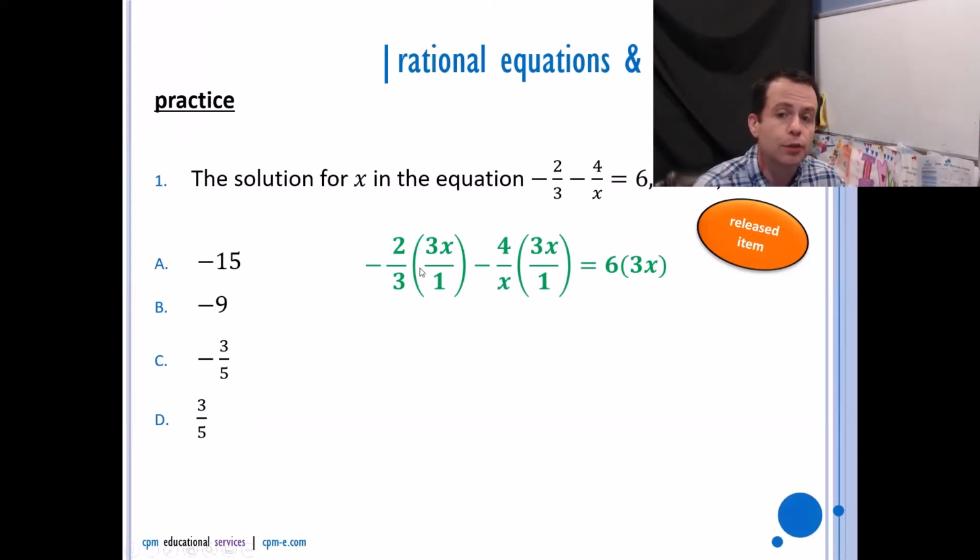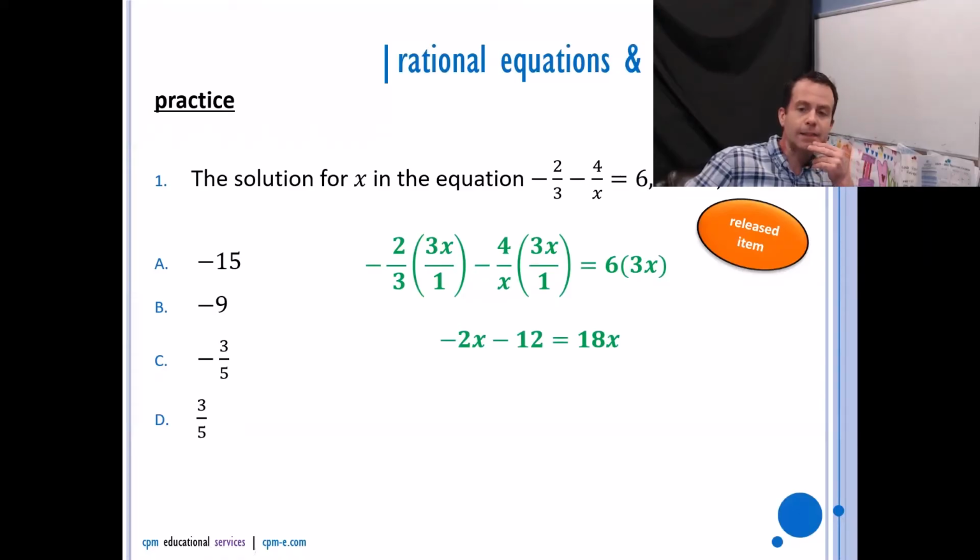Okay. So for this term, I end up with 3/3 is 1, so that just ends up being -2x when I multiply all that together. Over here, my x's divide each other out and I'm left with -12. And over here, I'm left with 12x. Okay, so -2x minus 12 equals 18x. Sorry, I think I said 12. 6 times 3 is 18. Sorry, I don't know what I was thinking there. 18x. So now I'm ready to solve.